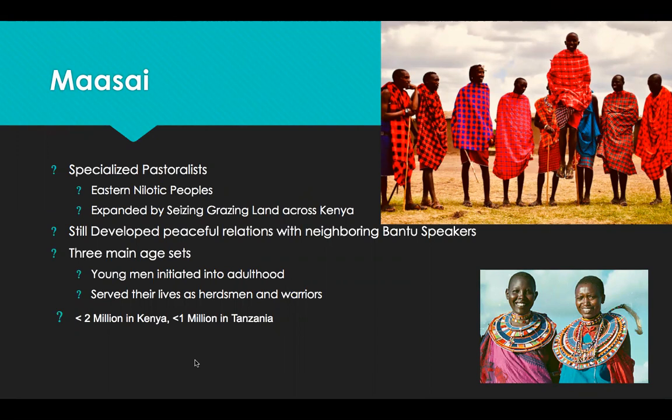The first community I wanted to touch on that I thought was interesting was the Maasai people. Now, the Maasai people today are a prominent, albeit a minority group, in both Kenya and Tanzania, where in Kenya, they make up maybe 1.8 million people in the population, according to the census, and Kenya is just over 50 million people. So that's around 4% of the nation.